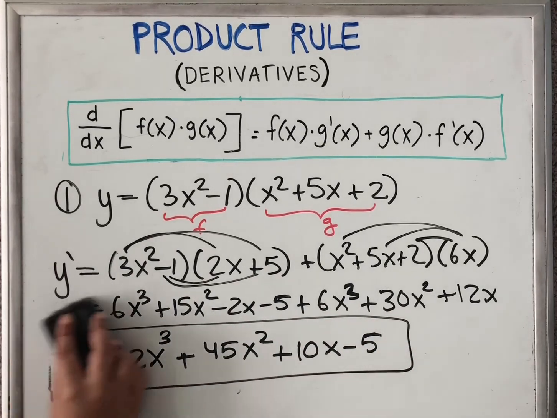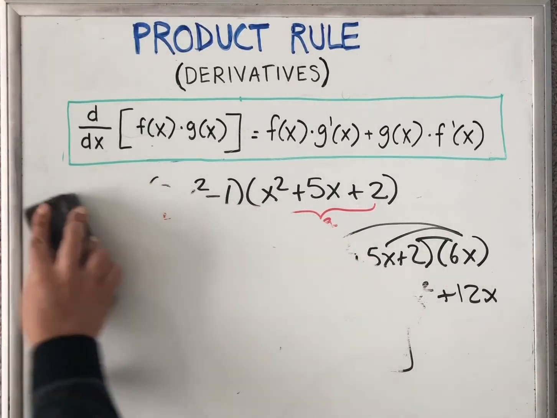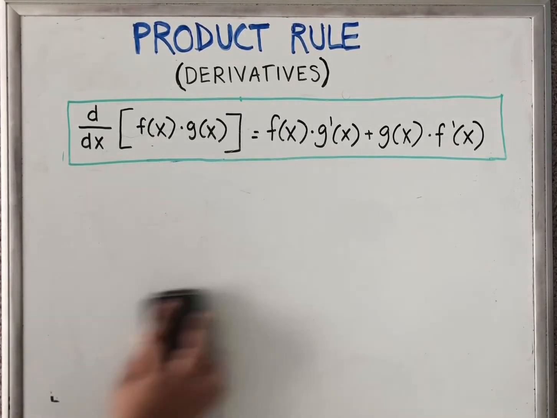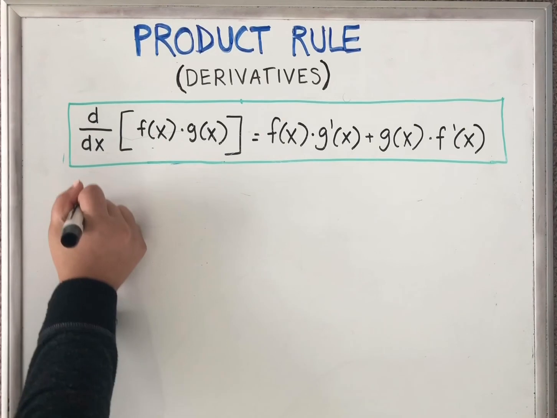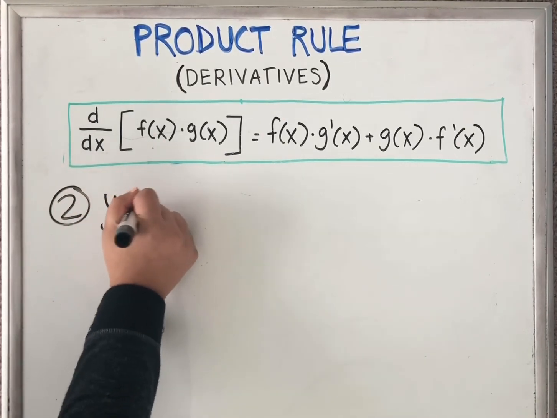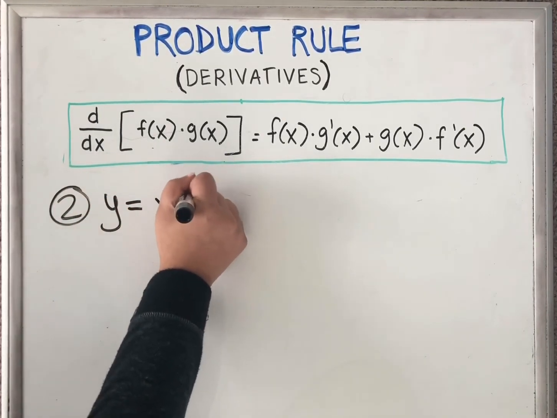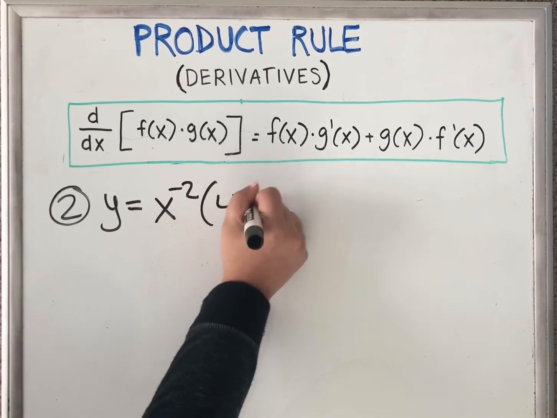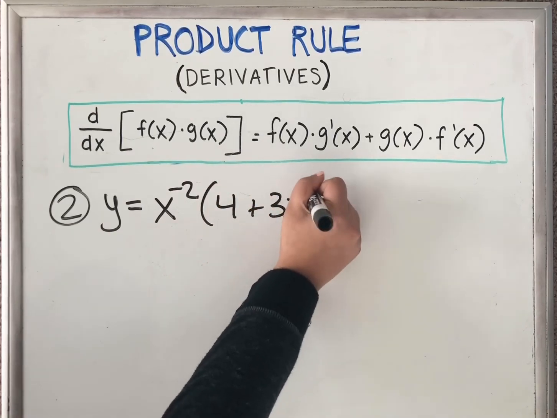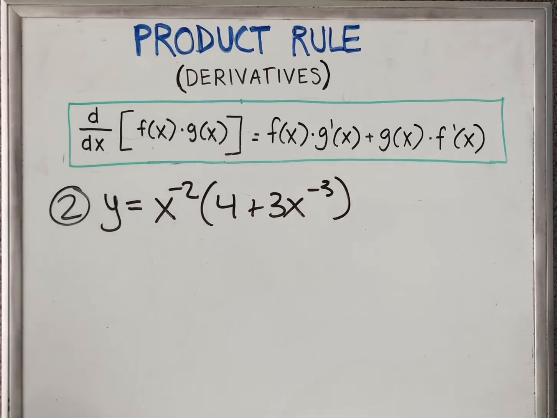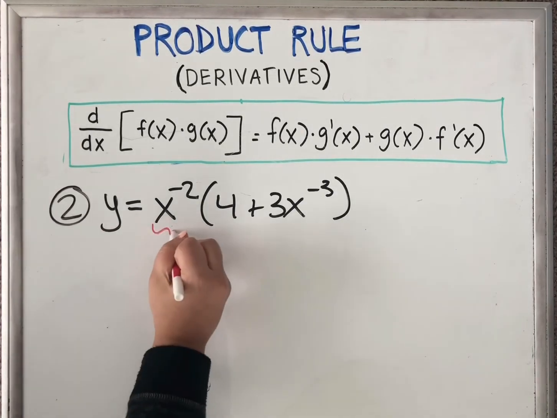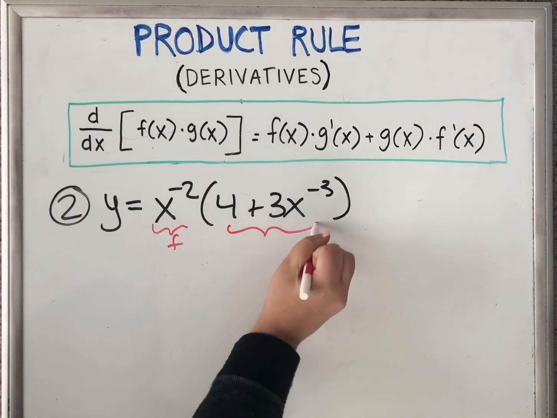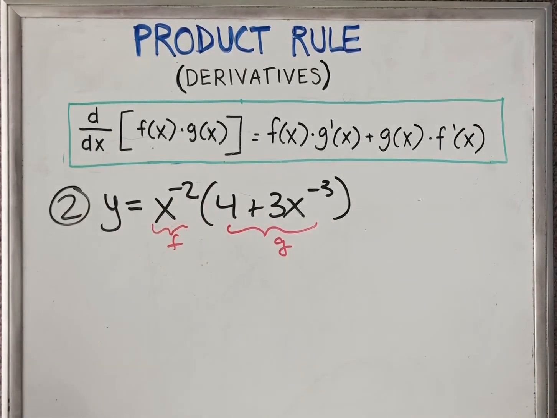Okay, and with that, I'll move on to number 2. So I have y equals x to the negative 2 multiplied by 4 plus 3x to the negative 3. Okay, and again, I'm just going to randomly choose an f and g. Okay, and there we go.